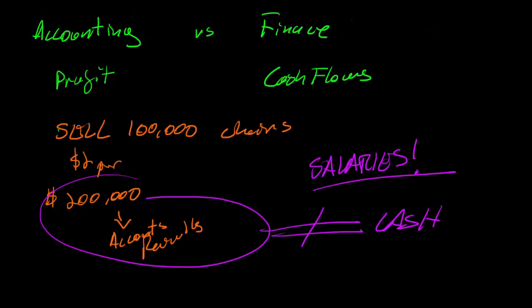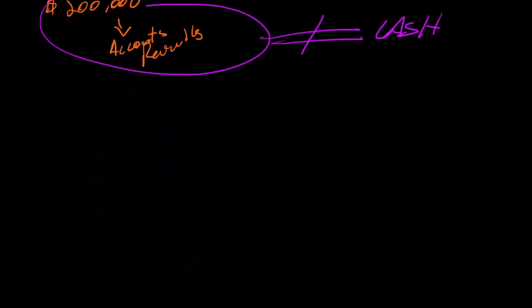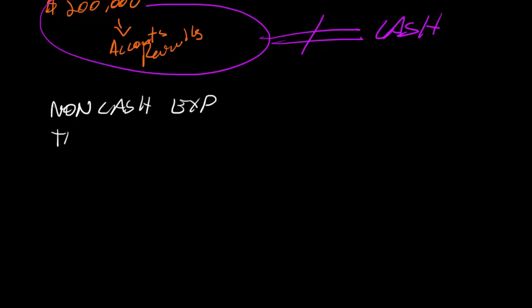As such, we have to consider the different types of costs that exist out there. And on the accounting side, the ones that we're really interested in are non-cash expenses. We're interested in taxes, and we're interested in not focusing on incremental cash flows. Okay, this is on our accounting side.